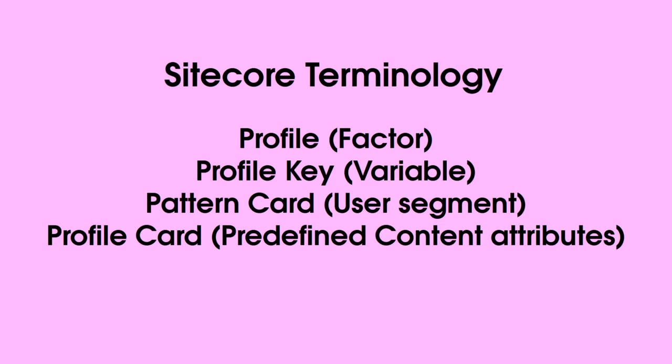So stage of the buying cycle, and then it can break down even further. You've got profile keys, which is the variable of the factor. Okay, so stage of the buying cycle is the profile. Profile key is find, search, evaluate, and buy. Then you've got the pattern card, which is the segment of the user.